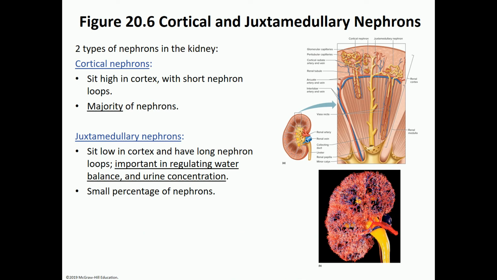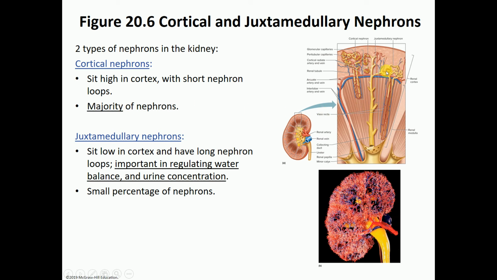Now that we know what a nephron is, we have two different kinds of nephrons. The structures are the same. They differ in where they are in the kidney. So the majority of the nephrons are all the way on the top of the cortex, and those are known as cortical nephrons. These have shorter nephron loops. Again, those are the majority of our nephrons.